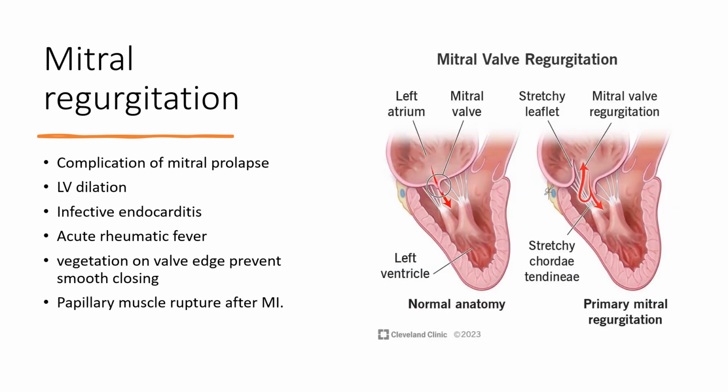Now switching gears, mitral regurgitation. This is basically a complication of mitral prolapse, and it is caused by left ventricular dilatation, infective endocarditis, acute rheumatic fever, vegetation on the valve edge preventing smooth closing, and papillary muscle rupture after myocardial infarction. So these are the causes of mitral regurgitation.